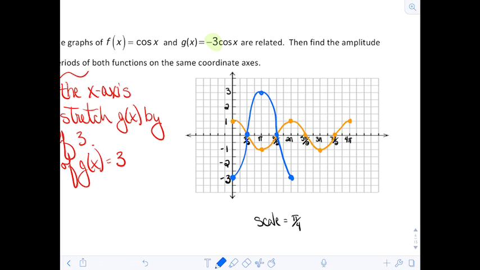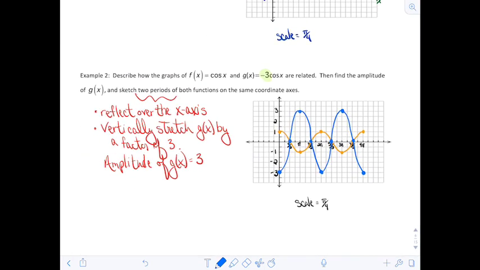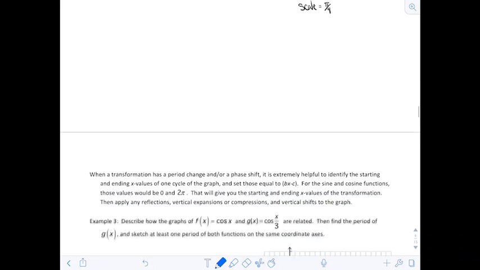At 2 pi, it starts at -3. At 4 pi, it ends at -3. Halfway at 3 pi, it's up at +3. And then those intercepts, halfway marks, are still the same. So there's the second cycle for the cosine graph. And there is the cosine of x and -3 cosine of x. Hope that makes sense so far.